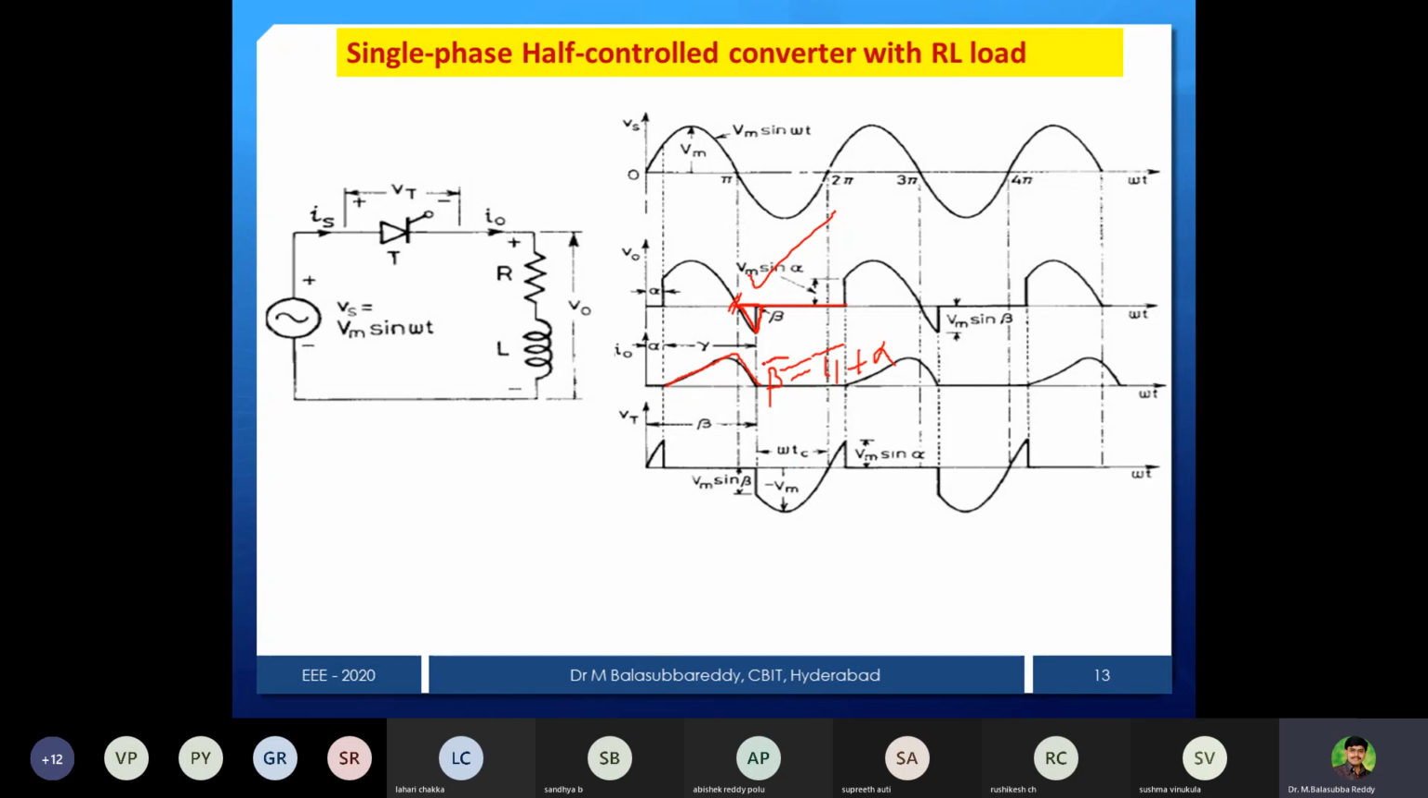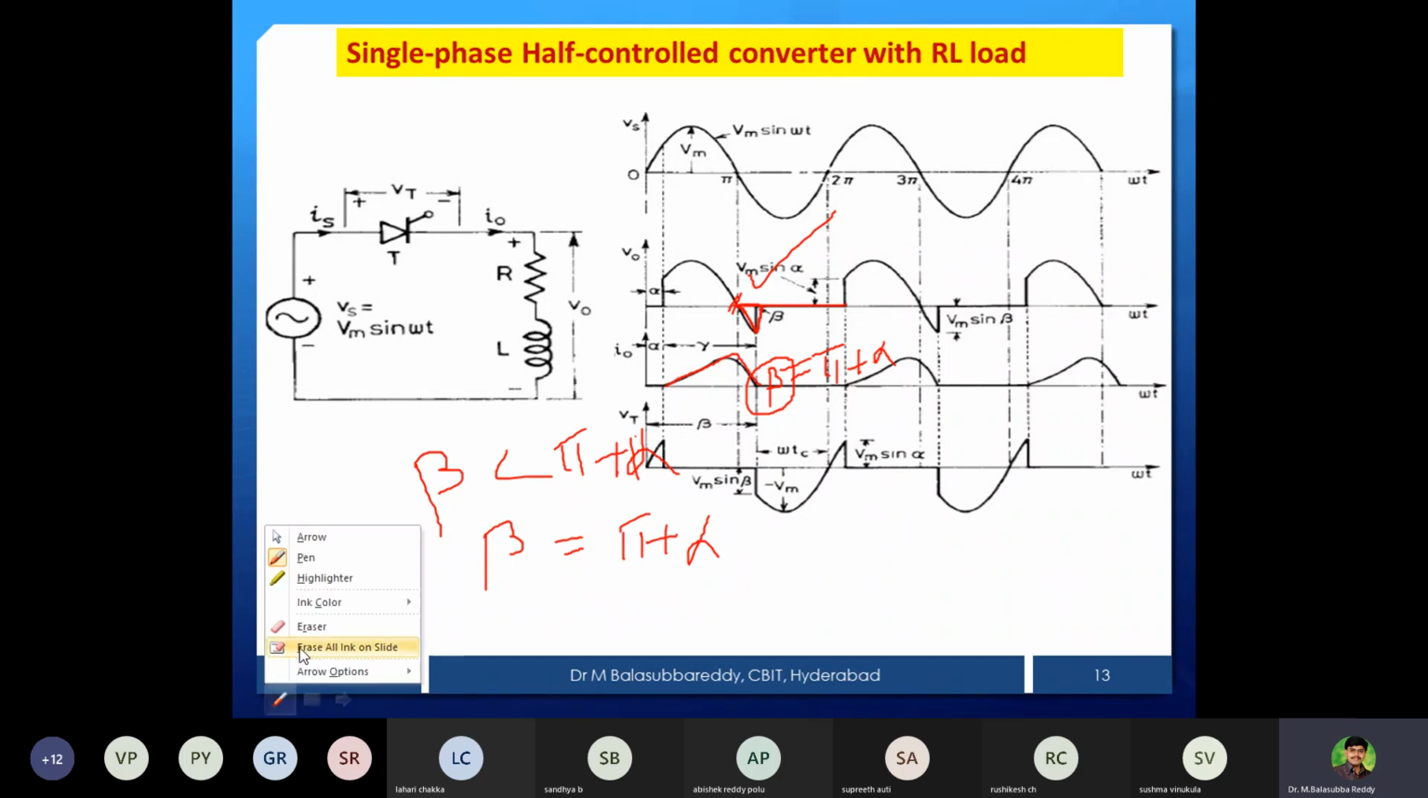If I call it discontinuous, the current will continue to conduct up to beta, where beta value is less than pi plus alpha. That we call discontinuous. If beta is equal to pi plus alpha, then it is continuous. This also you can remember. Now, voltage across the device, everything same logic.